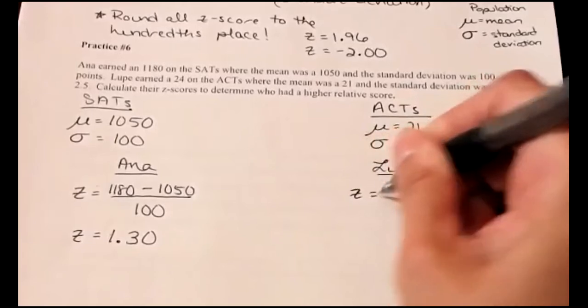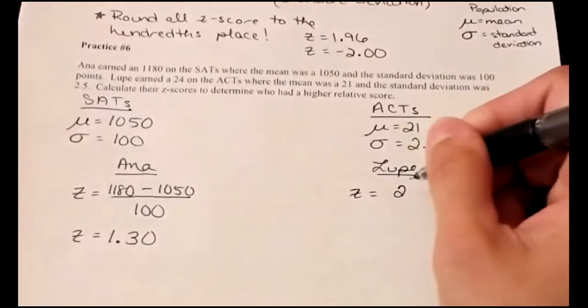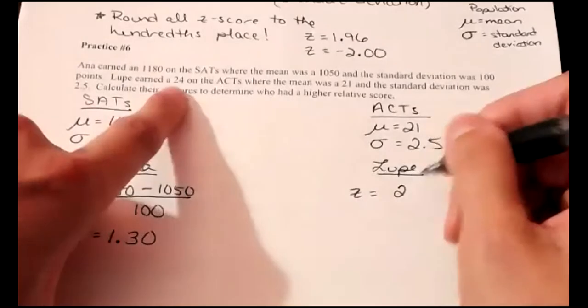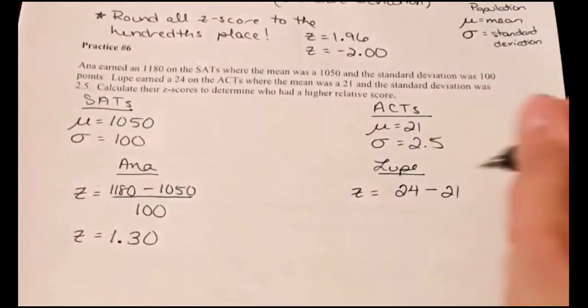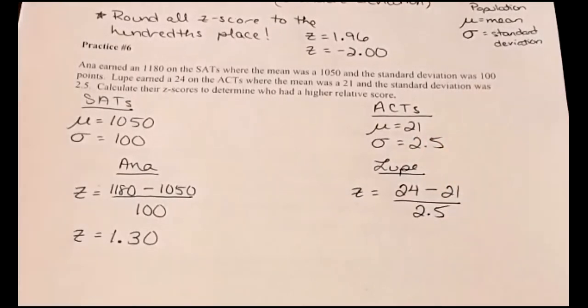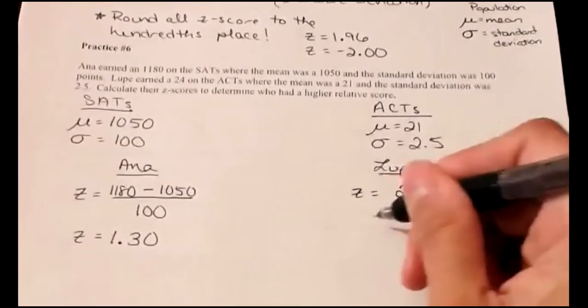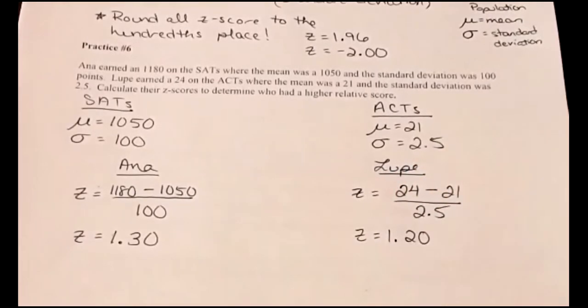So we have z is equal to Lupe's raw data value. She earned a 24 on the SAT, or the ACT, excuse me. She earned a 24, so it's going to be 24 minus the mean on the ACTs divided by the standard deviation. Go ahead and punch that one into your calculators. 1.2. Yes, 1.20. Beautiful. We're going to tack on that 0 at the end, and you'll see why later on when we start to use charts.